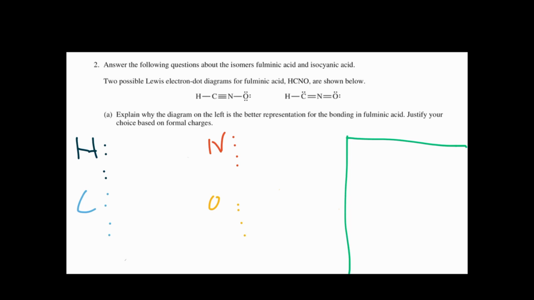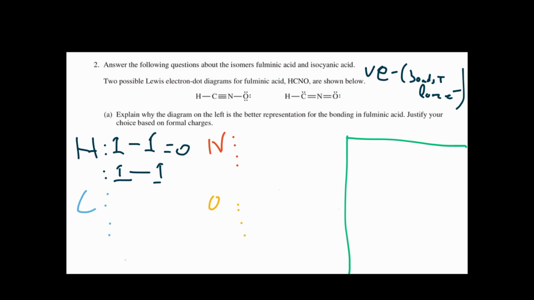Let's look at hydrogen first. Remember that the formula for formal charge is valence electrons minus bonds plus lone electrons. And that'll come in handy here. So we look and we know that hydrogen usually starts out with one valence electron. So we're going to put one there. And then in the first molecule, we see that hydrogen only has one bond and no lone pairs. We subtract a 1, we get 0. In the second one, the same thing. Hydrogen has one bond and no lone pairs. So hydrogen doesn't differ.